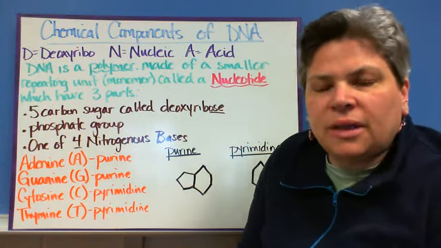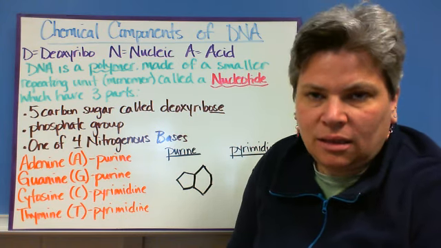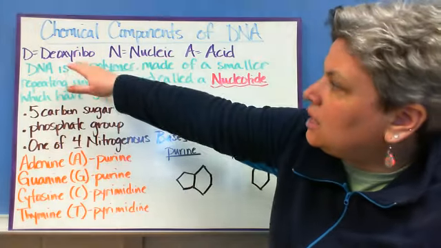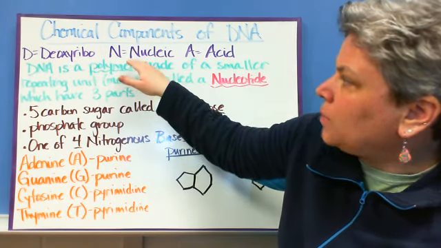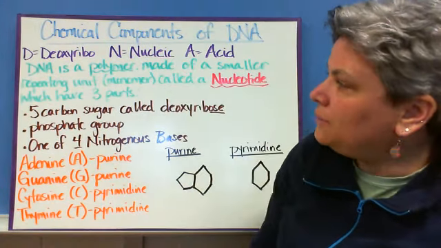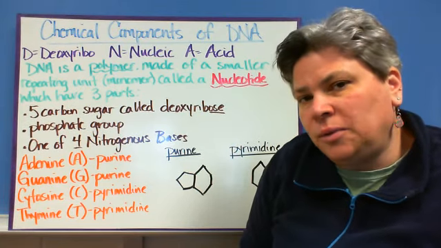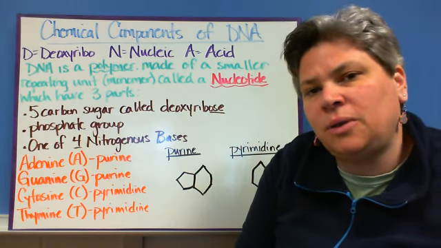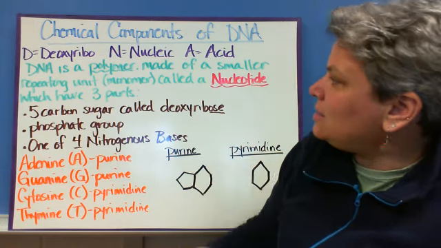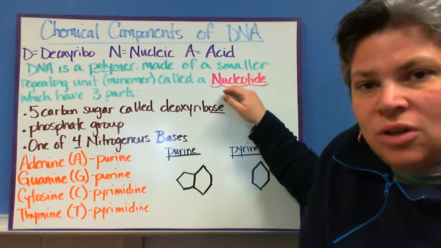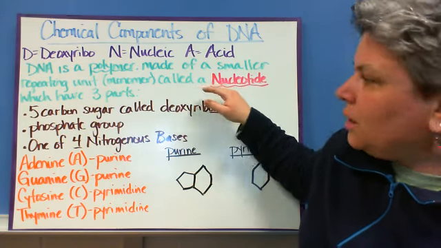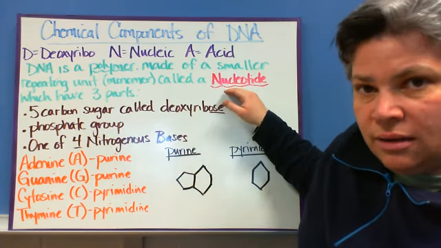Today we're going to talk about the chemical components of DNA. So the first question we need to answer is, what is DNA? DNA stands for deoxyribonucleic acid. Remember, DNA is a polymer, which is a large molecule made up of the same repeating subunit, or monomer, and in this case for DNA, that monomer is called a nucleotide. So the DNA polymer is made up of nucleotides.